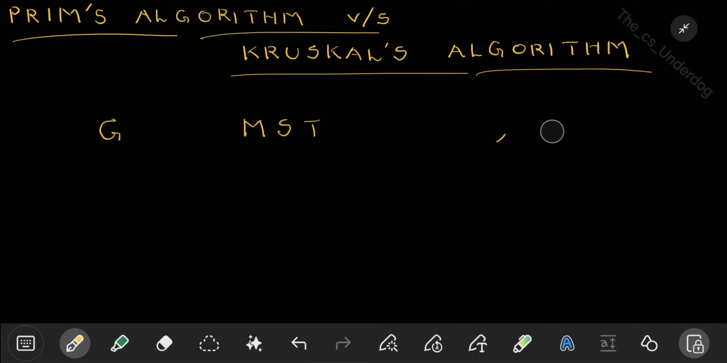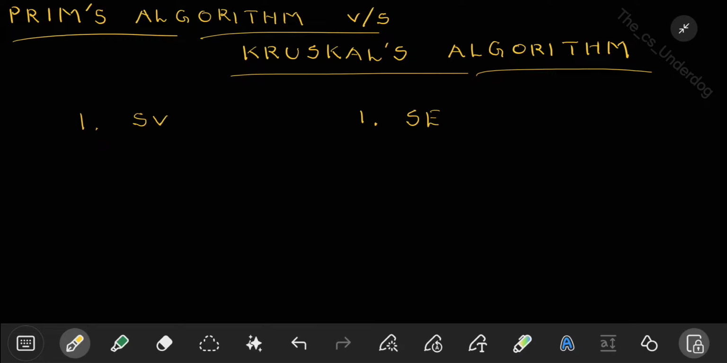Let us start from the first step itself. What happens in case of Prim's algorithm? It always starts with a single starting vertex and then it will expand on it to form the final minimum spanning tree. What about Kruskal's algorithm? In case of Kruskal's algorithm, it starts with a single edge and then it will expand on it and finally form the minimum spanning tree.